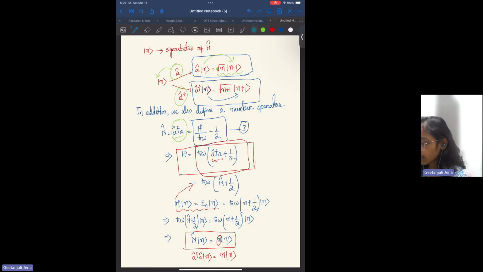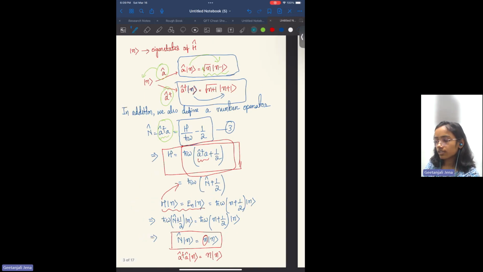Here you see N is nothing but A dagger A. So when A dagger A acts on an eigenstate n, it doesn't change the state of the system, and it gives the eigenvalue n.